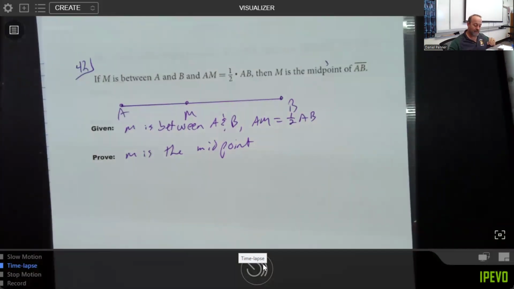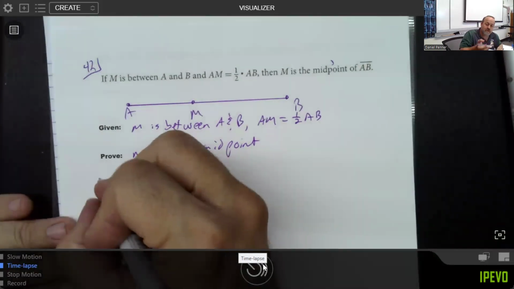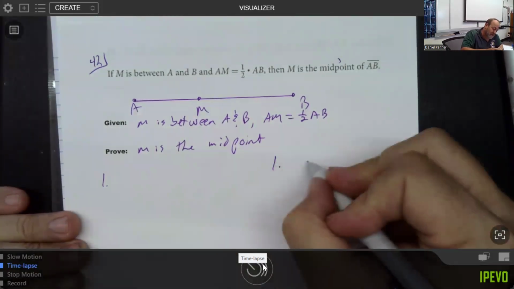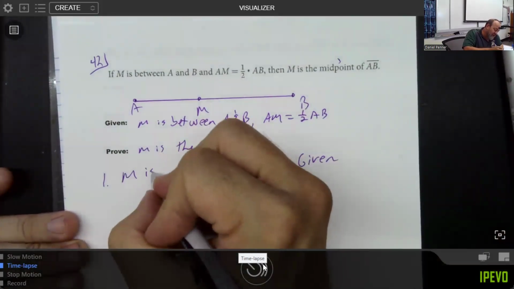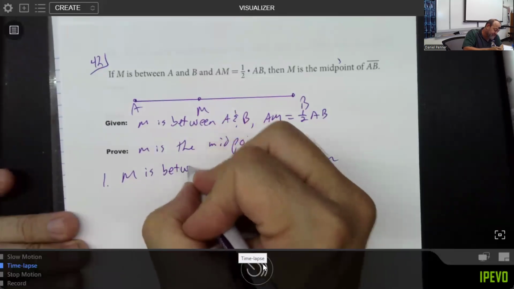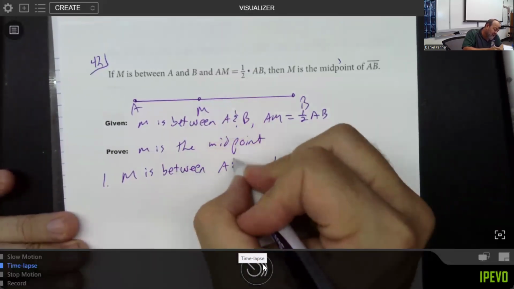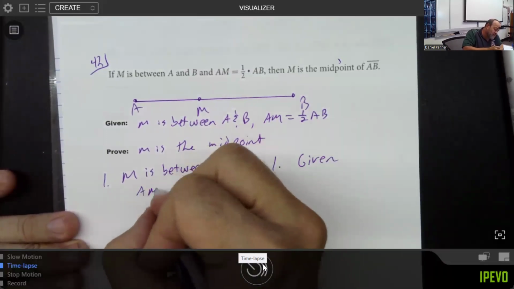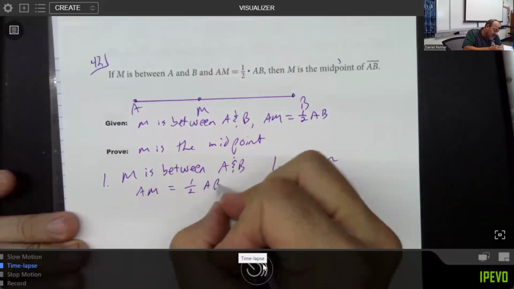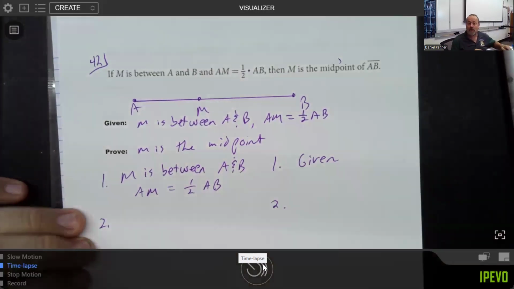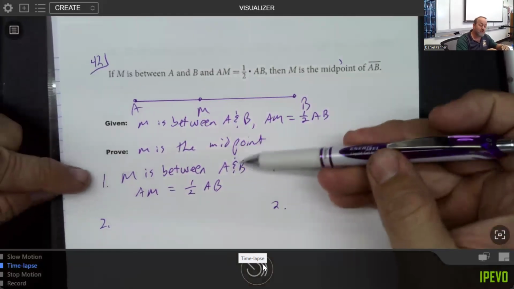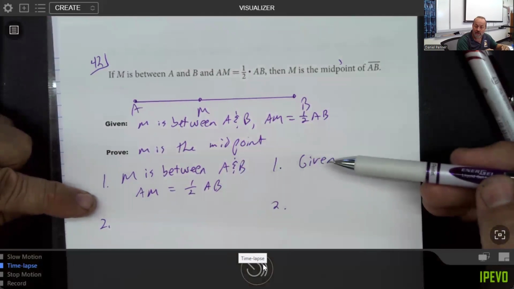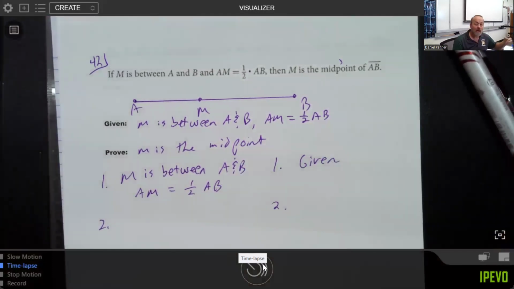So here's what we're going to do. We always start our proof with just that given information. So let's start there. That M is between A and B, and that AM is 1/2 of AB. Now, if you watch how other people prove online, sometimes they choose to make this one statement 1 and this one statement 2, with a given and another given. I usually just wrap them together. Everybody has their own style.